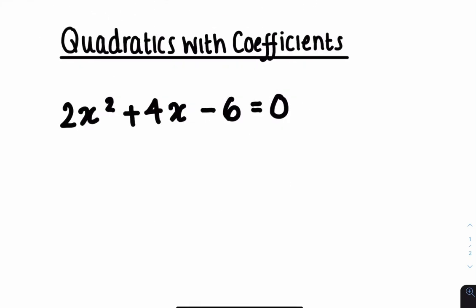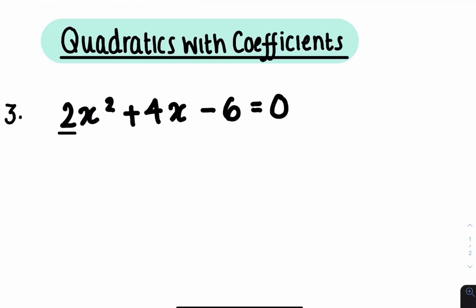So what do we do when we have quadratics with coefficients? This is example 3, and in this case we have 2x squared plus 4x minus 6 equals 0. Now all you have to do is factor out that coefficient, which is the number before x squared, and in this case we have a 2.